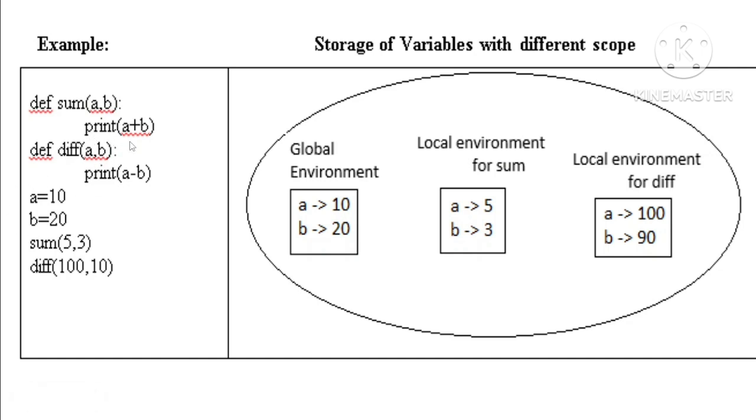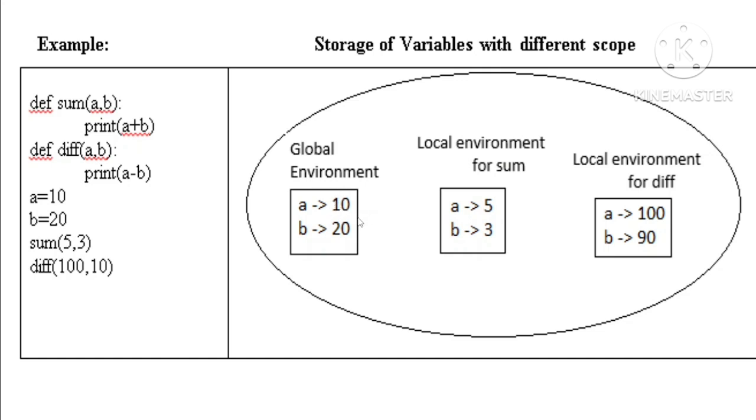Now there are three sets of A's and B's used in this program, but all the three A's and B's are treated differently. This is how it is stored inside the memory. Global A and B is allotted a separate place. Local of sum A and B is saved differently. Local environment for the diff function, this A and B, is stored differently. So if you print A inside the diff function, 100 will be printed. If you try to print A inside the sum function, 5 will get printed. If you try to print A in the main program, 10 will get printed.